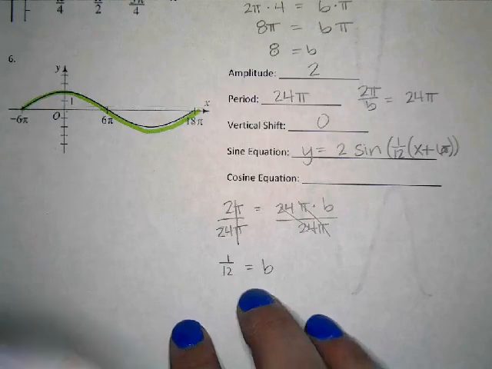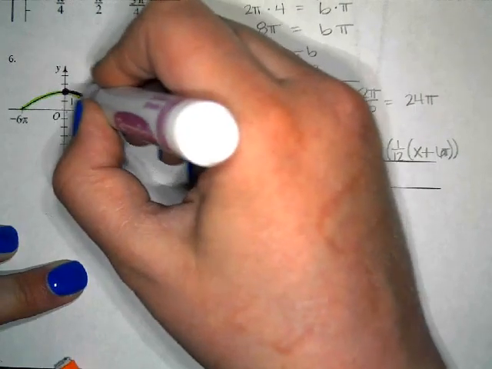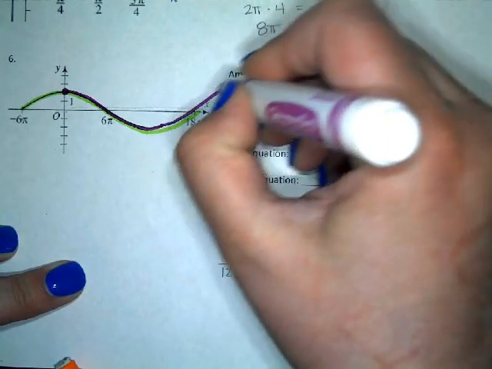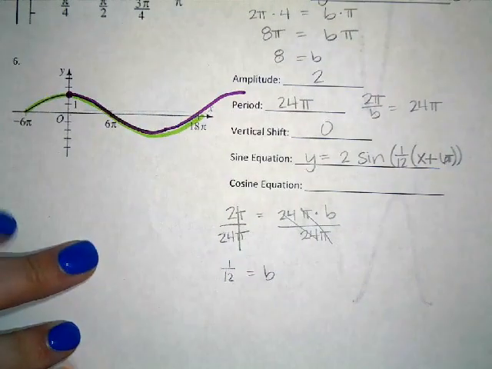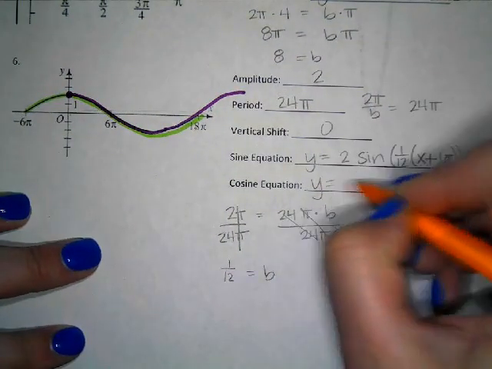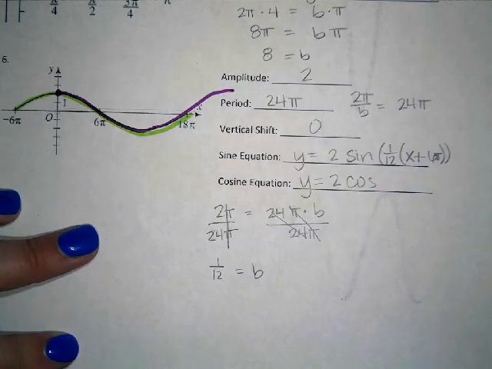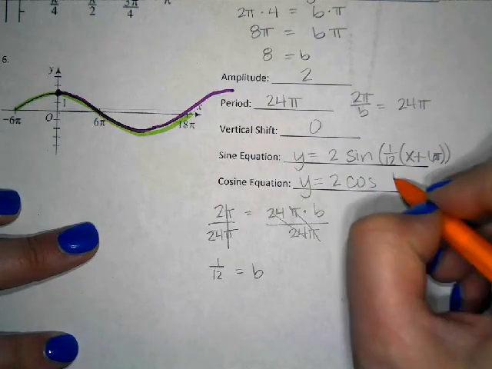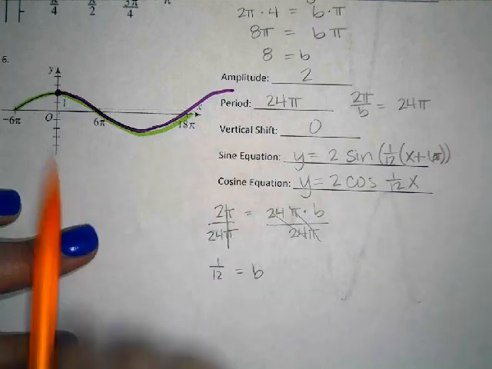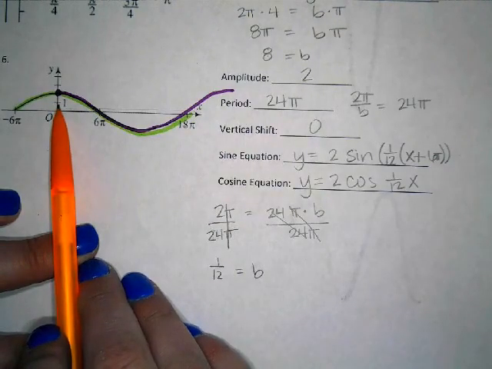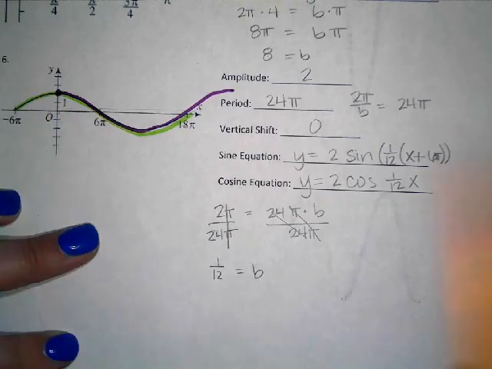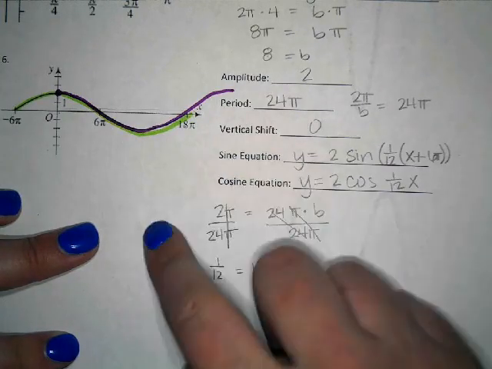So my cosine equation is going to be y equals 2 cos 1/12 x. Did the cosine graph shift to the left or the right? Did it shift up or down? No. All right. How do your brains feel? It can be different depending on where you start. You could have started this cosine equation right here, and we could have said that this graph was negative 2 cos, and we could have said it shifted to the right 12 pi. We could have done that.